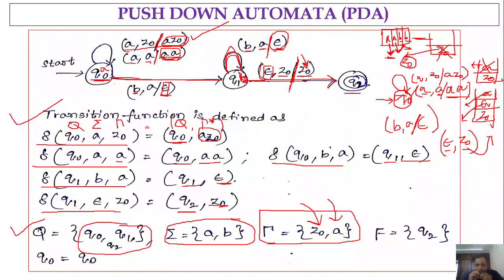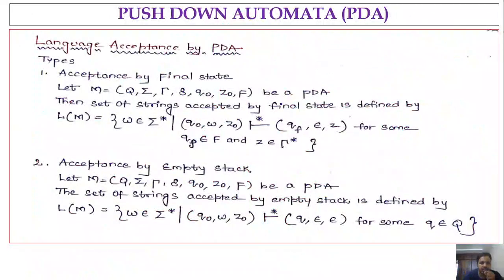Okay, so that's why we are having tau is equal to Z naught comma V. If you are pushing B, you could write tau is equal to set of Z naught comma A comma B, right? So whatever symbols you are pushing onto the stack will be considered as tau. And F, the set of final states: we are having only one final state Q2, so that is considered as capital F. And next, what is the initial state? It will be your Q naught only. So this is how we could design the pushdown automata, and we can write the transition function in tuple notation.